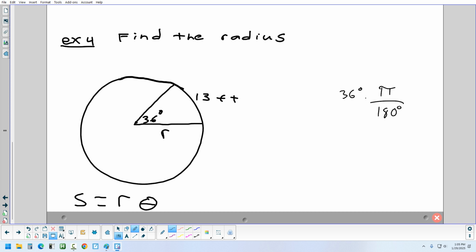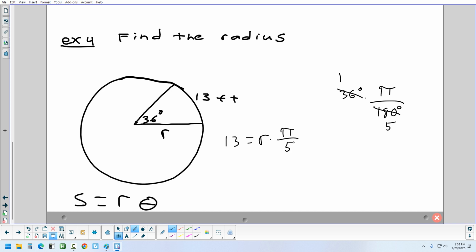And 36 does go into 180 evenly. How many times does 36 go into 180? 5 times. So that goes 1. Pi over 5. So my angle this time is pi over 5. Okay. Did they give me S? Yes. What did they tell me S is? 13 feet. Did they give me R? No. Did they give me theta? Yes. And what's that? Pi over 5.